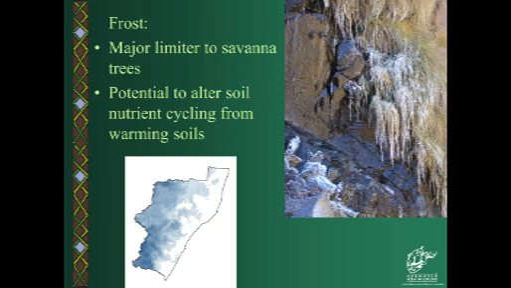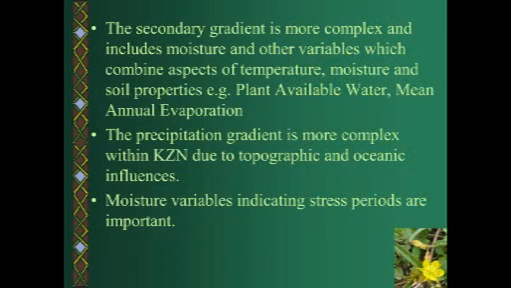The secondary gradient identified was far more complex. It is a moisture gradient, but it includes other variables which combine aspects of temperature, moisture, and soil, such as plant available water and mean annual evaporation. The precipitation is more complex because of the topographic effects and the oceanic influences that we have, so it's not as clear a gradient as temperature. And again, moisture variables indicating stress periods are also important.